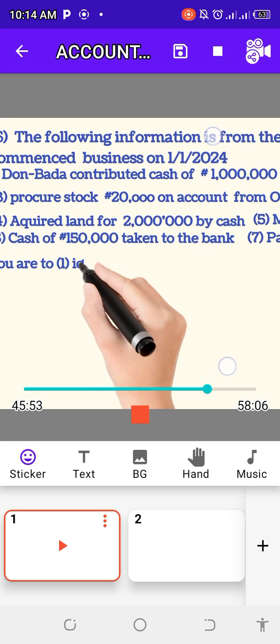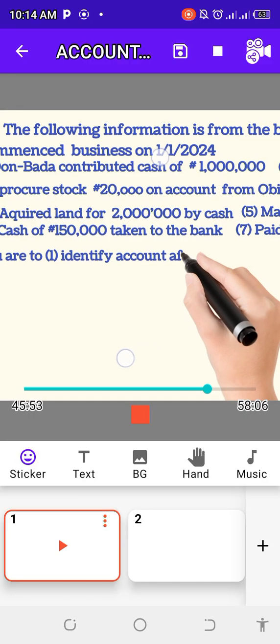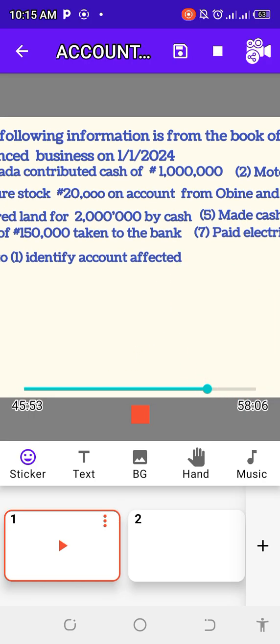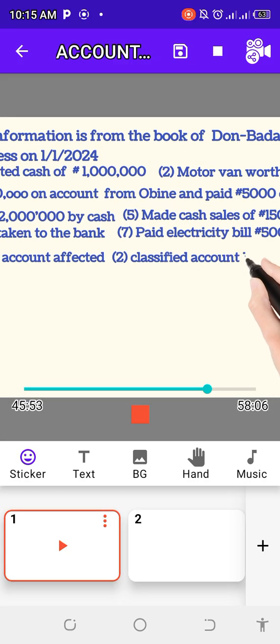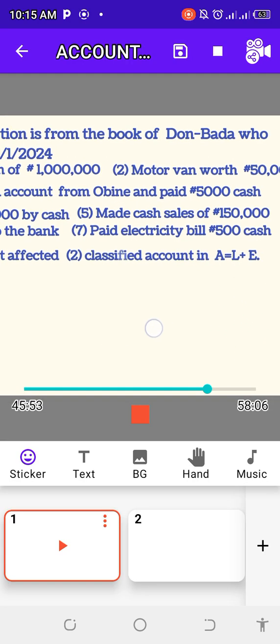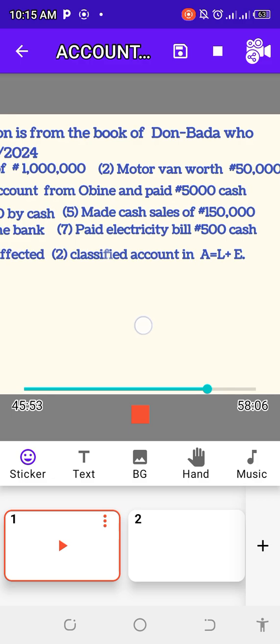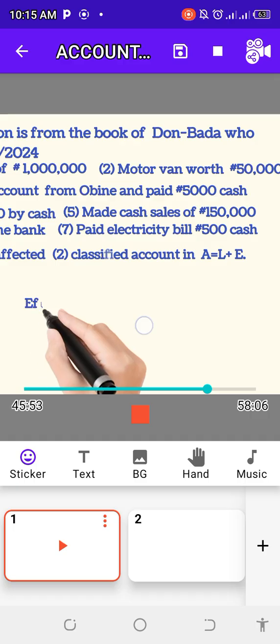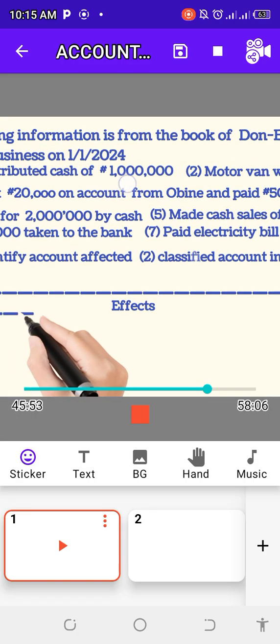You are to identify accounts affected. That is, to identify the two accounts affected in each of these transactions, to classify these accounts into asset, liability and equity, and tell us how this transaction affected assets, affected liability, and affected equity. So let's begin.